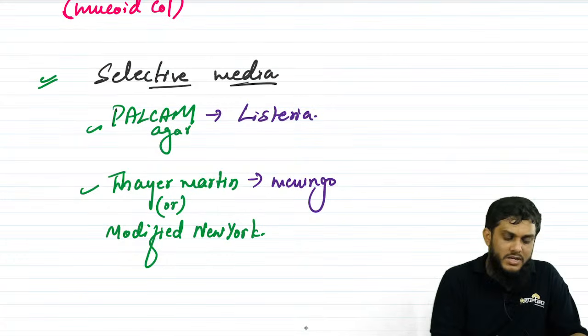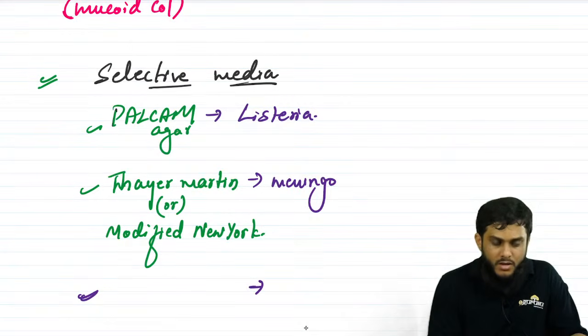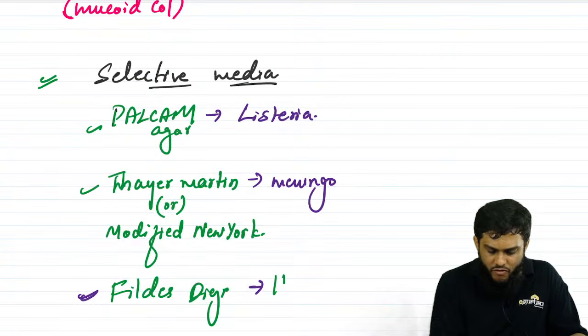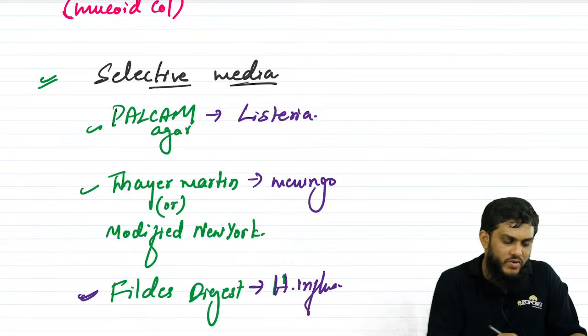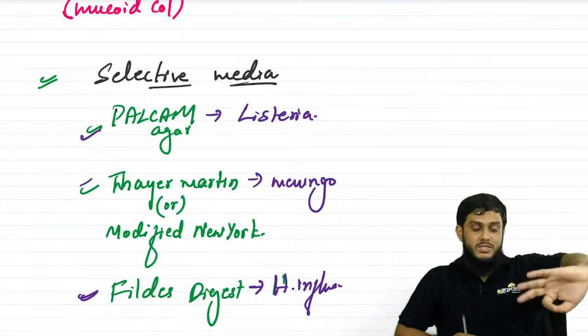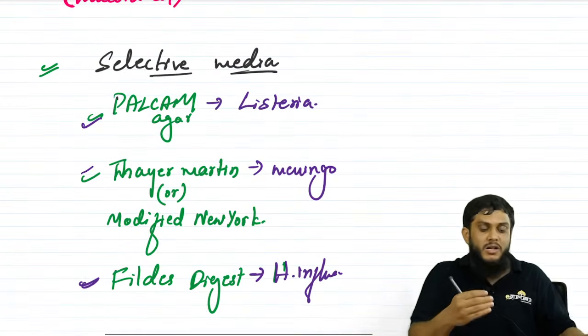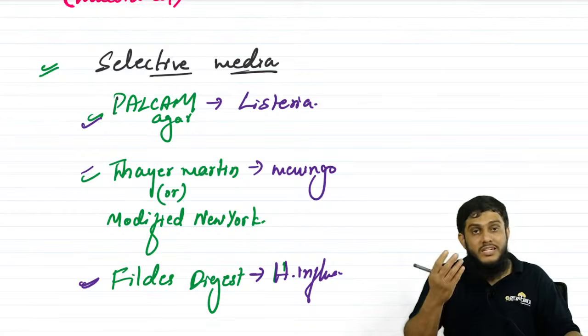And the third important selective media is Fildes digest agar. That is for Haemophilus influenzae. These are the three important selective media we need to know. If the organism is growing on Palcum agar, then you can say it is Listeria because it is selective to Listeria. If it is growing on Thayer-Martin medium or modified New York medium, you can say it is meningococcus.